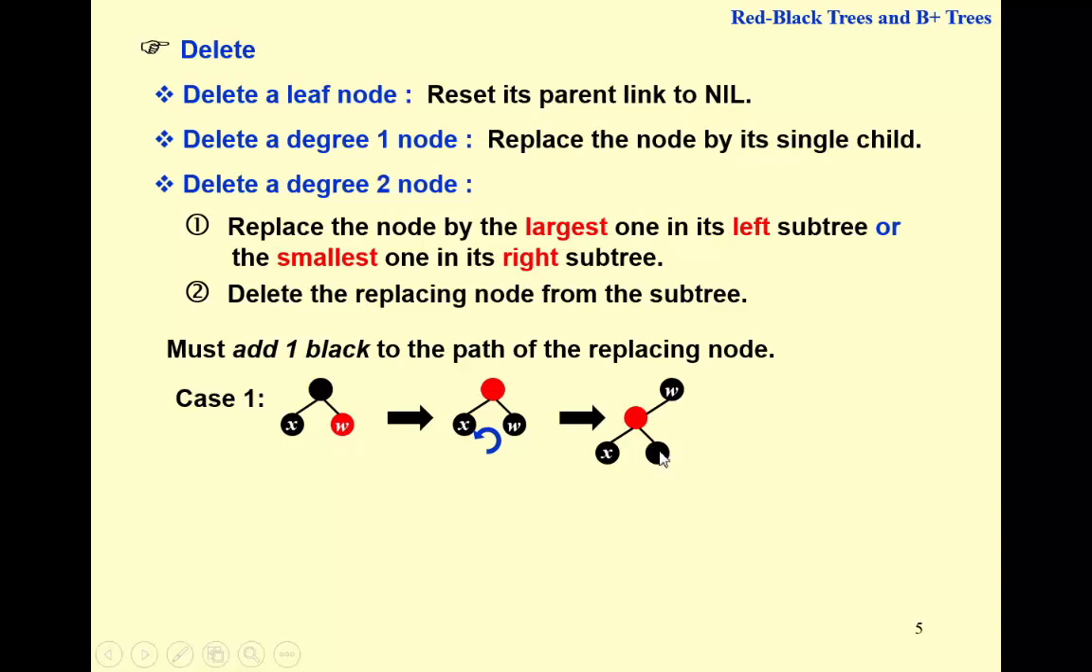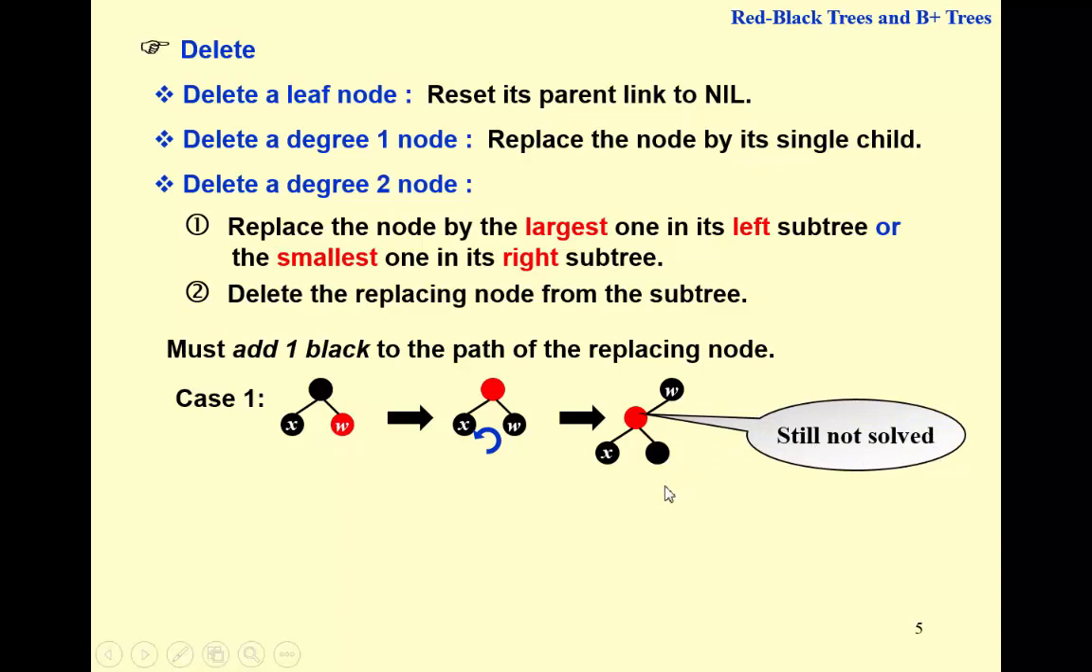It's because this one, before the rotation, must be the left child of this W. And this W was a red node. If it's a red node, both of its children must be black. So after the rotation, its left child will become the right child of this new red node. Okay? And we realize that at this moment, the problem is still not solved.